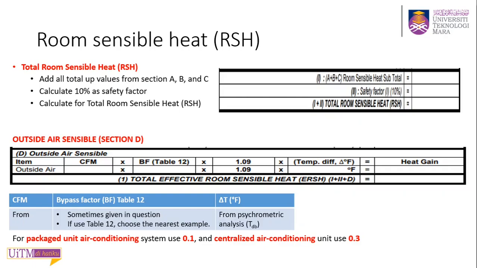For CFM, use the highest value for CFM. For bypass factor, usually it depends on the type of system we are going to use. For packaged air conditioning units, the value is 0.1, and for centralized air conditioning units, the value is 0.3. But if we have not decided, we can refer to table 12 and look at the most suitable example and choose the value accordingly. And for section D here, we will calculate the total effective room sensible heat.